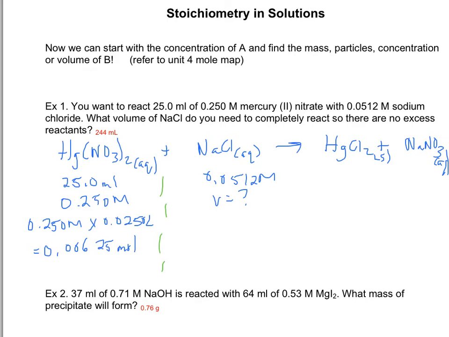Now to convert that into sodium chloride, I better balance my chemical equation. I forgot to do that. I'm going to need a 2 here and a 2 here, and then now I'm balanced. So I'm ready to convert from one chemical to another. I'm going to multiply by what I want, NaCl, and divide by what I have, mercury(II) nitrate.